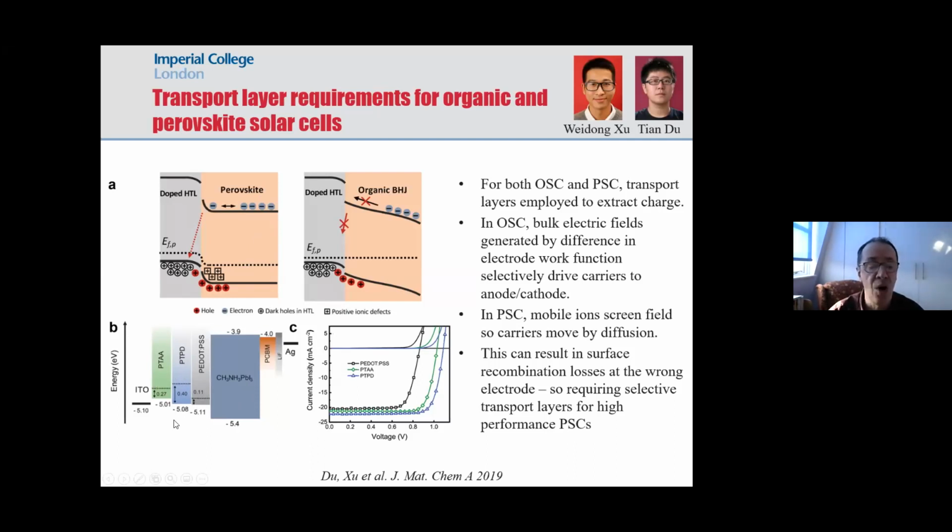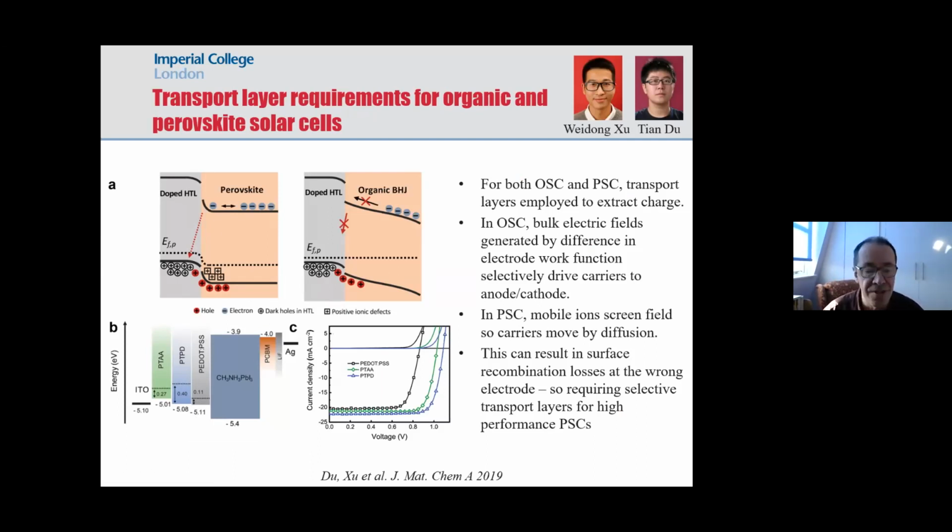You can see an example here where we were looking at different organic hole transport layers in a perovskite solar cell, and these layers varied in their doping, the extent to which they included positive charges. And of course, these positive charges, these dopants, can act as recombination sites and can recombine with electrons. In an organic solar cell, that doesn't happen so much because the fields drive the electrons one way. But in a perovskite solar cell, those fields are largely screened by the ions, and now we have far more issues with interfacial recombination.